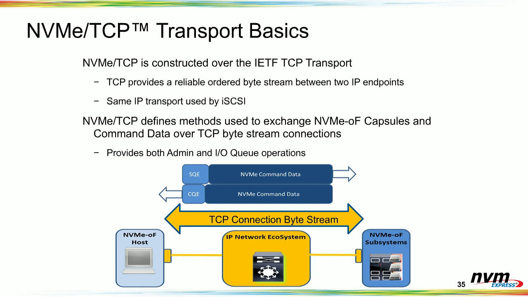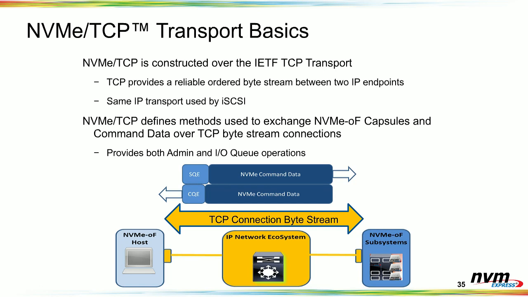It's the same IP transport that's used by iSCSI, but you get the advantages of NVMe over fabrics, and NVMe over fabrics has certain advantages over iSCSI. They're both usually used for block storage.